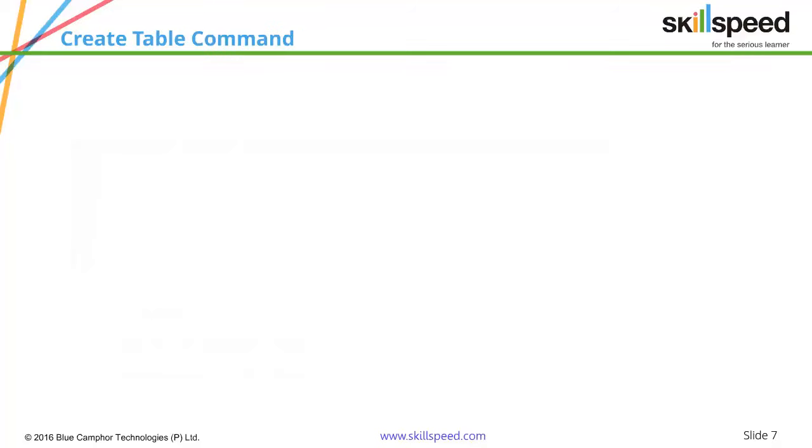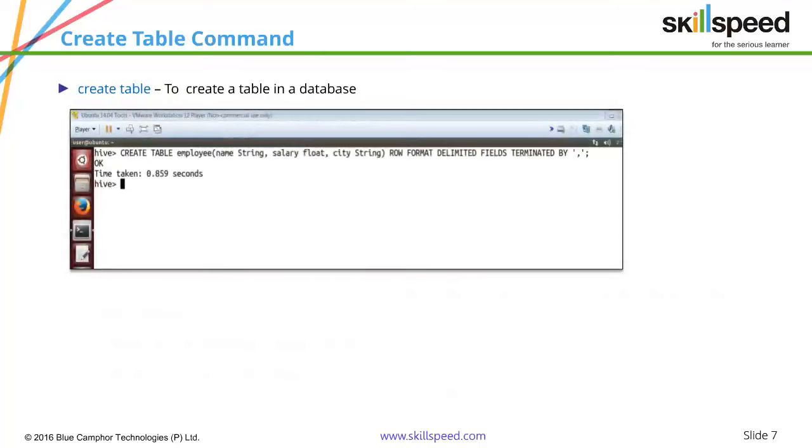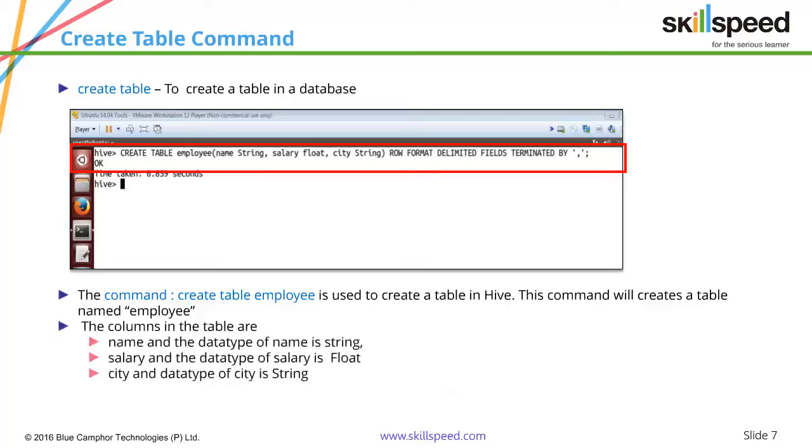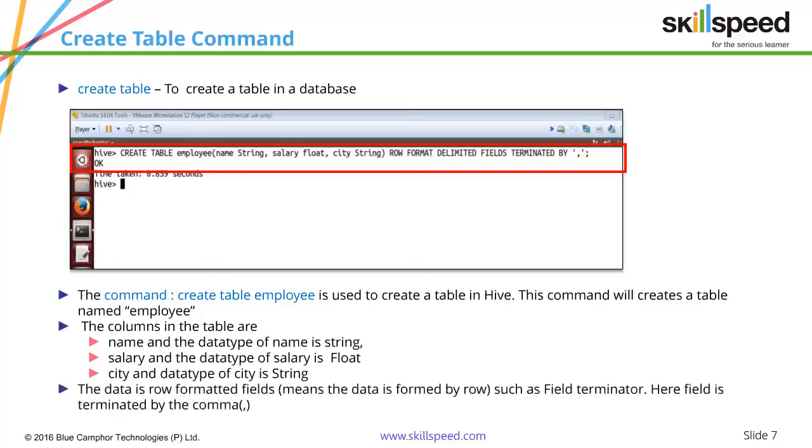Now let's see how to create a table in Hive. The command to create a table is the create table command. Remember that when you create a table now, the table will be stored under the database which we created in the last step. So the command is create table employee (name string, salary float, city string) row format delimited fields terminated by comma. This is the general structure of creating a table.